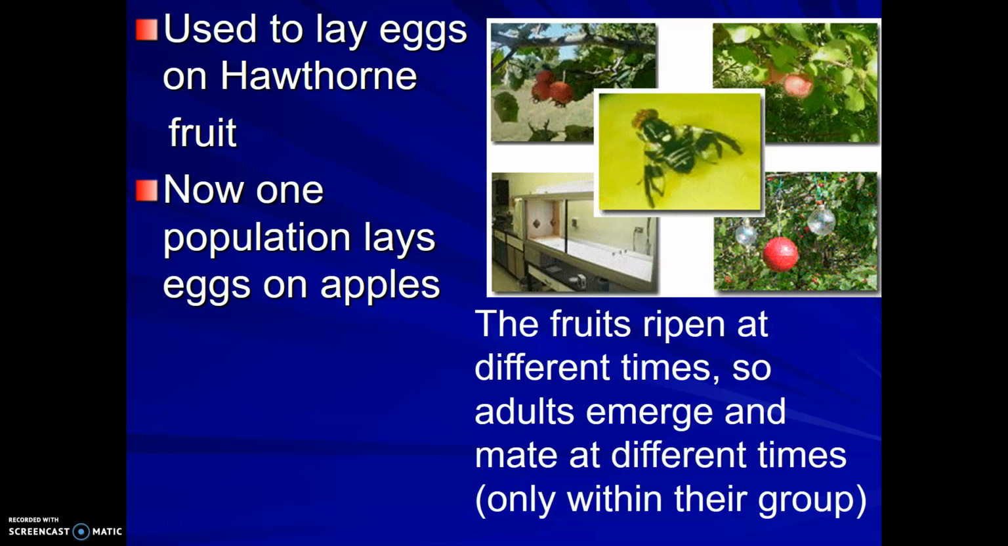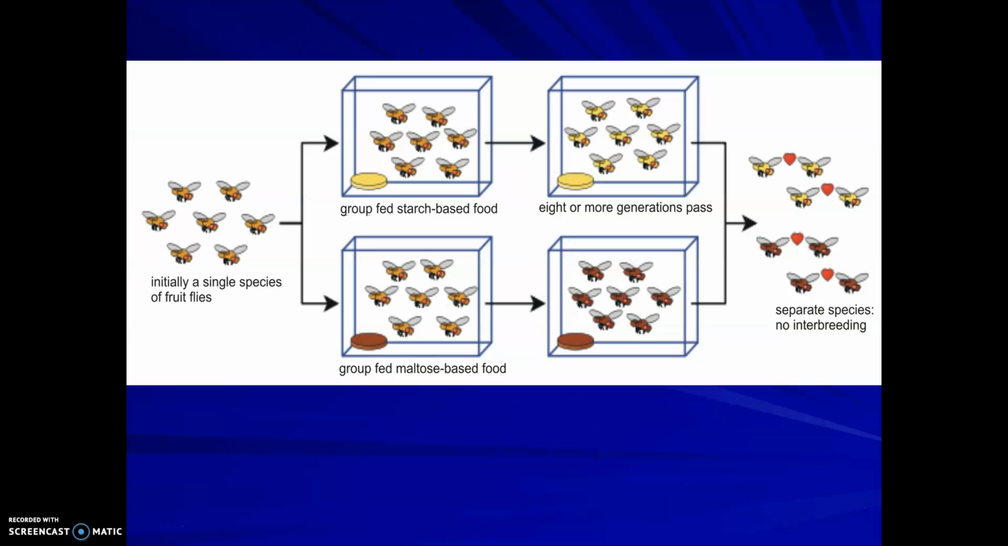The fruit fly used to lay its eggs on hawthorn fruit, but now one population does so on apples. And because their behavior is different on what fruit they're reproducing on, they do not mate at the same time. Okay, and this one was an experimental one. They took a single species of fruit flies and gave them different food. So again, different behavior, different diet. They did, I think, say 8 generations, and then they tried to put them in the same tank and they would not interbreed.